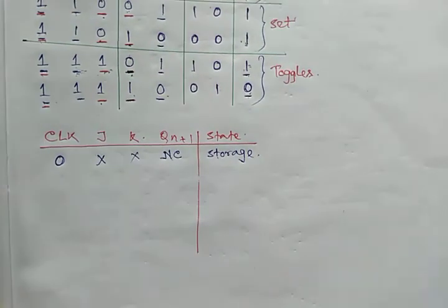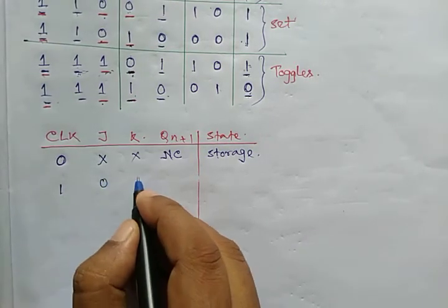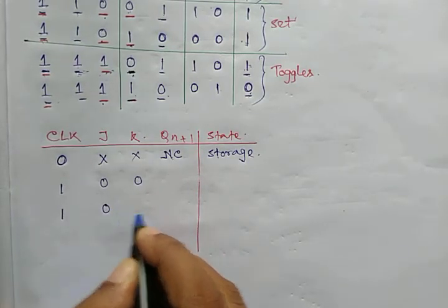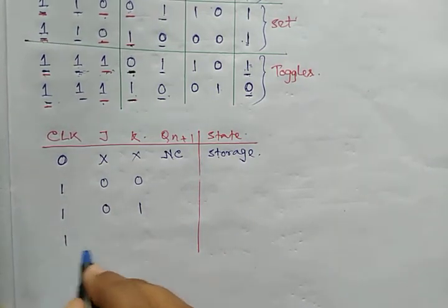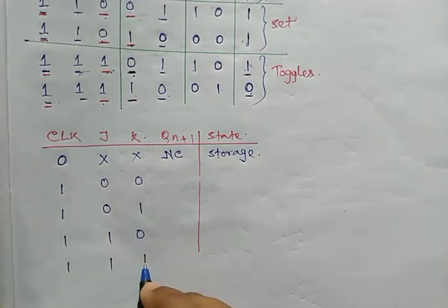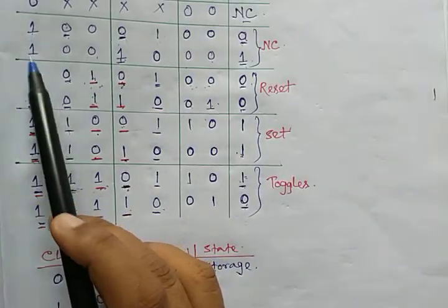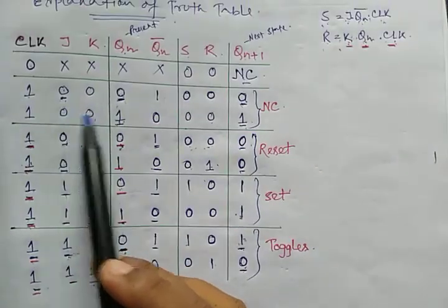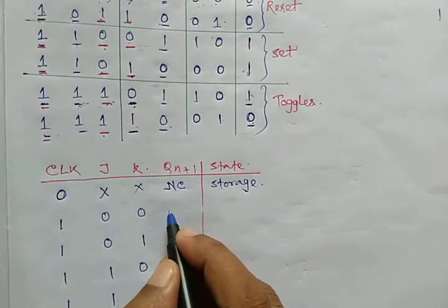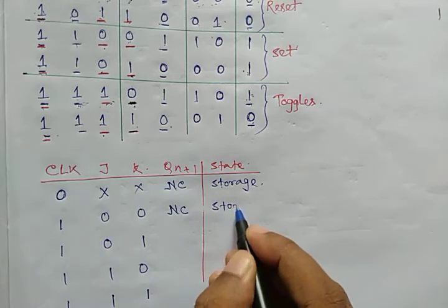Okay. For clock 1, there are 4 conditions. J and K are 0 0, 0 1, 1 0, and 1 1. Obviously 4 states are there. When clock is 1 and both the inputs are 0, then output is no change. So we can say here output is no change. This is storage.